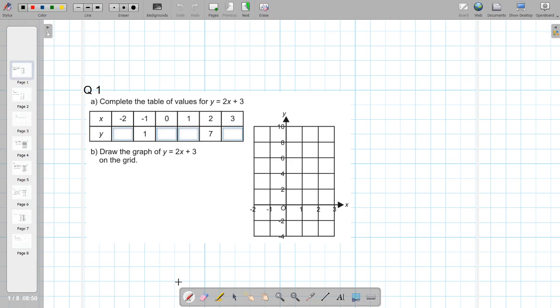Let's go through the first couple of questions. I'll do the first questions from every type of question, if that makes sense. So starting with plotting straight line graphs. As you notice, the topic is straight line graphs, and we are hoping to get anything that roughly looks like this, right?